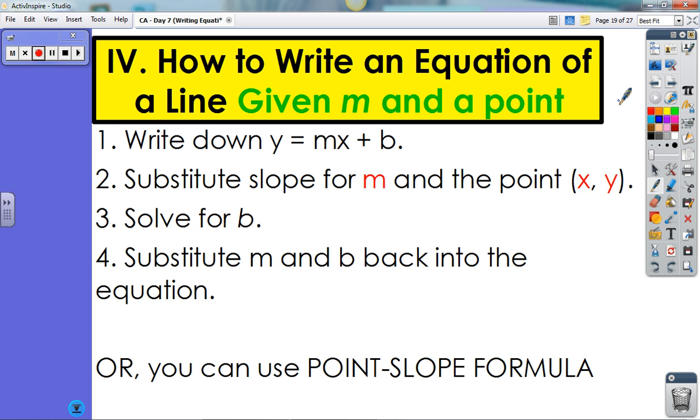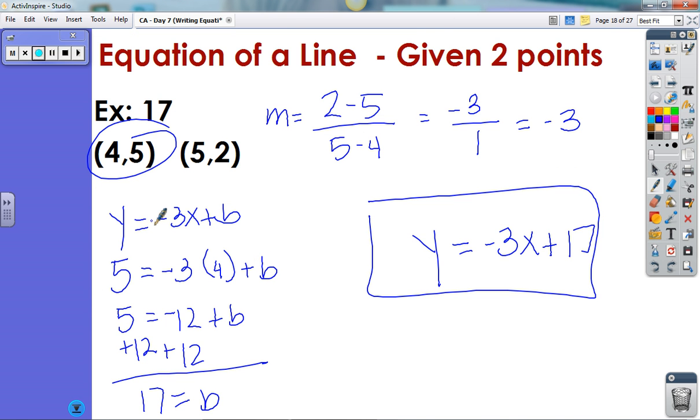Alright, how I would write an equation if I'm given the slope and a point. Again, I can use y equals mx plus b. Basically, I just skip the first step of solving for the slope like I did here, and I do the remainder of this same process.